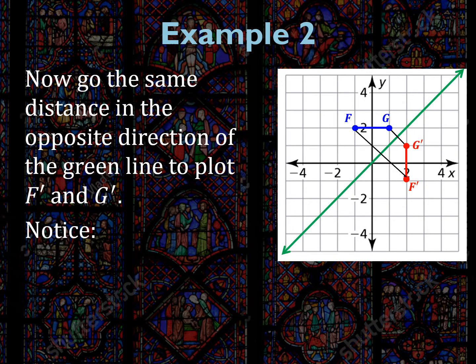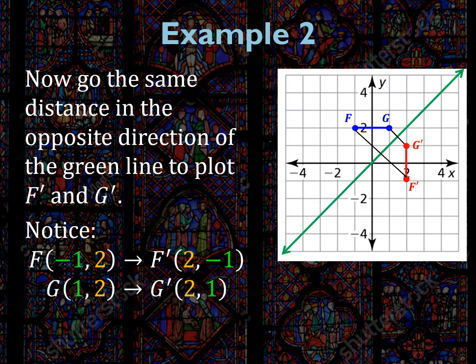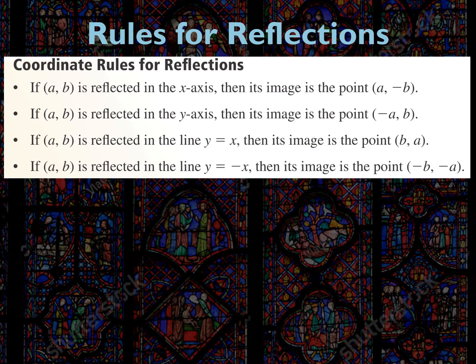Now notice there's something happening with the coordinates. F's original coordinates were -1, 2. F prime is 2, -1. All we've done was flip-flop the x and the y coordinates. G's original coordinates were 1, 2. G prime's coordinates are 2, 1. Again, flip-flopping the x and y coordinate. So this leads us to some rules for reflections. So here are the rules for reflections.